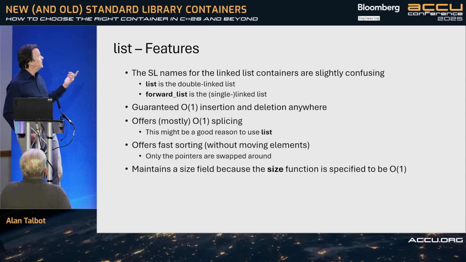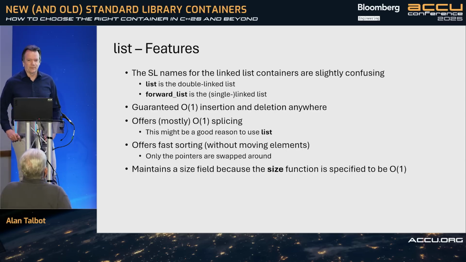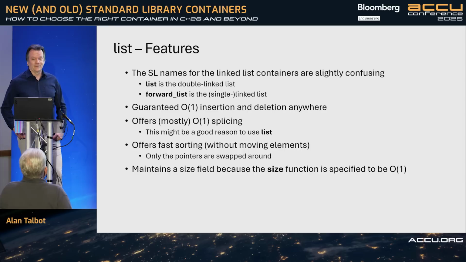Just one little note here. The names are a little confusing if one were coming from somewhere else than C++. List is the double linked list. Forward list is what I always learned back in the day as a linked list, or if you prefer, a single linked list. It's just what the names are. You get order 1 insertion and deletion anywhere, guaranteed. You get maintained order. You get perfect stability. Nothing ever moves. You get mostly order 1 splicing.